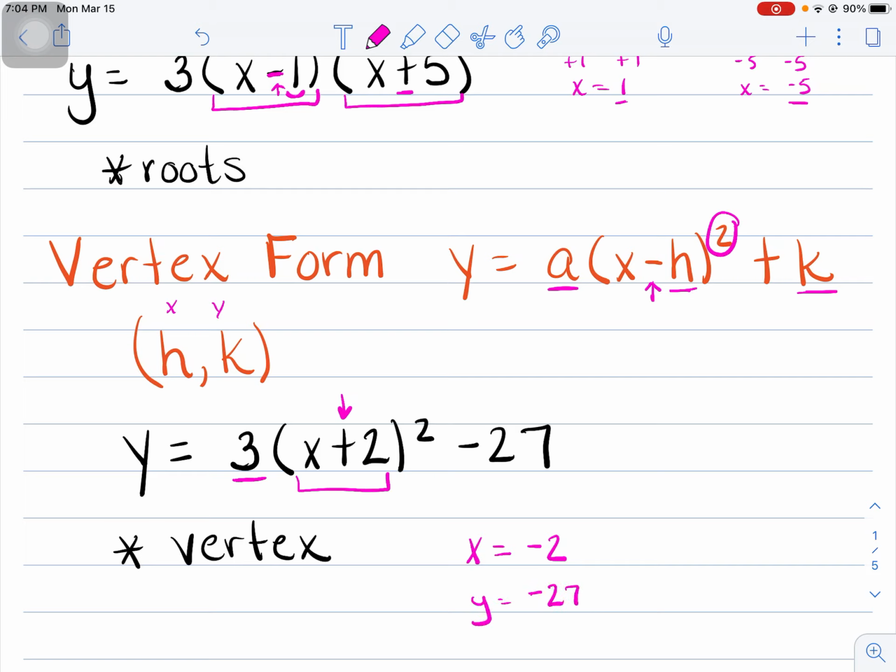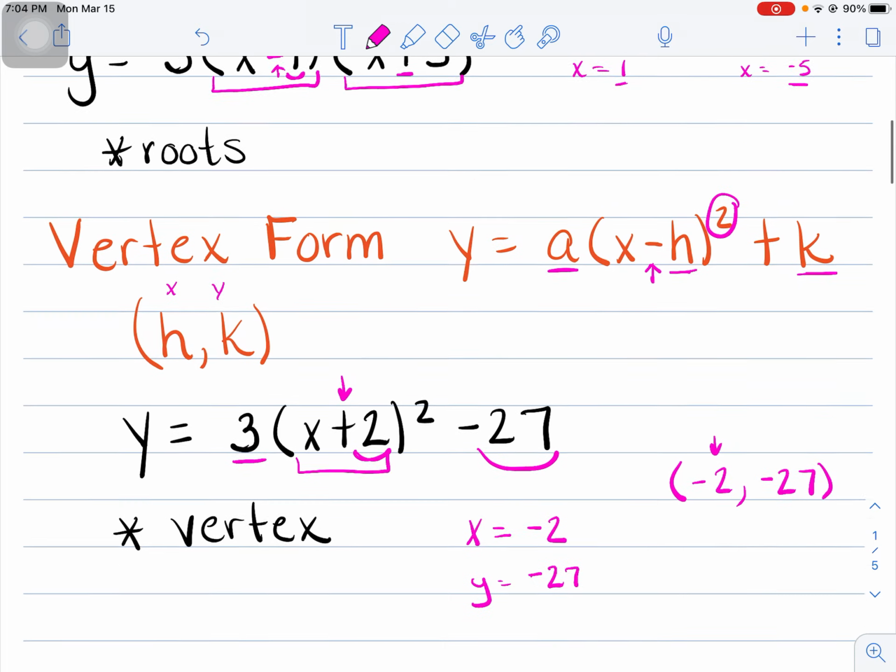So if I want to write that as a vertex, here is my h, I have a negative 2, and my y, I have a negative 27. So this would be my vertex. Now, once I have my vertex, I also know what my axis of symmetry is, because my axis of symmetry is always the x value of my vertex. So it helps with lots of things, but these are very quick to find the vertex. You just have to look and understand the formula.